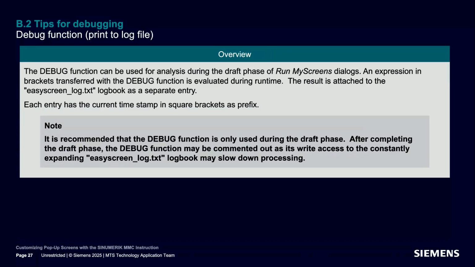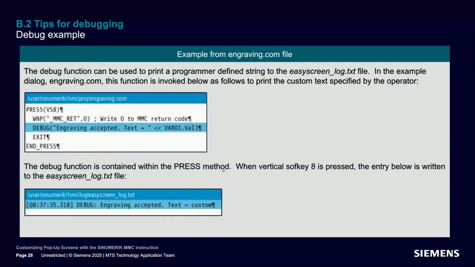Now, there's one more function that can be really helpful, and that's called the debug function. What you do with this function is create a custom printed line to the EasyScreen log file. I'll show you how this works in a second, but I do want to mention that this debug file is something that we probably don't want to have in finished applications. Instead, we want to use it in the draft phase, only because it could slow down processing. Anytime we're doing a write function, it's going to take a little bit extra resource.